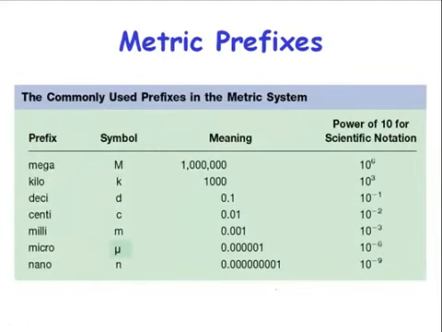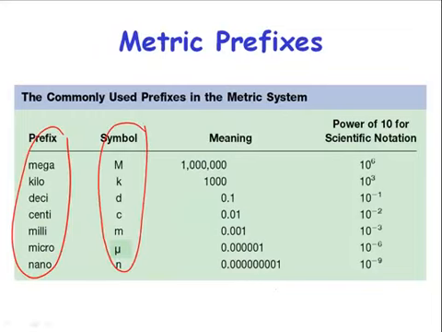Here are some metric prefixes that you need to memorize. Here are all the prefixes. Here are all the symbols that denote what they mean. So mega refers to times a million. Kilo means times 1,000. Deci refers to times 1/10. Centi refers to times 1/100th. Milli refers to times 1/1000. Micro refers to times 1/1,000,000th, and nano refers to times 1/1,000,000,000th.